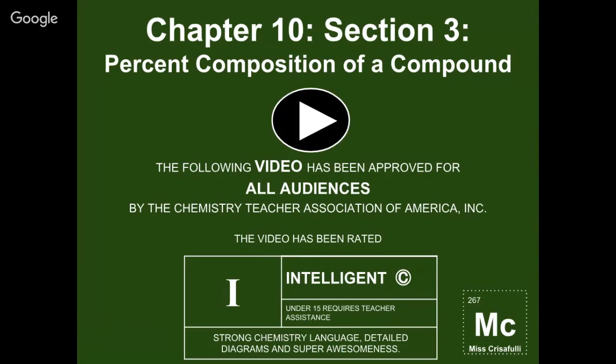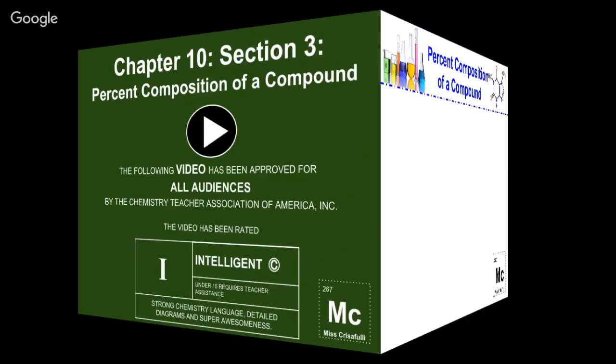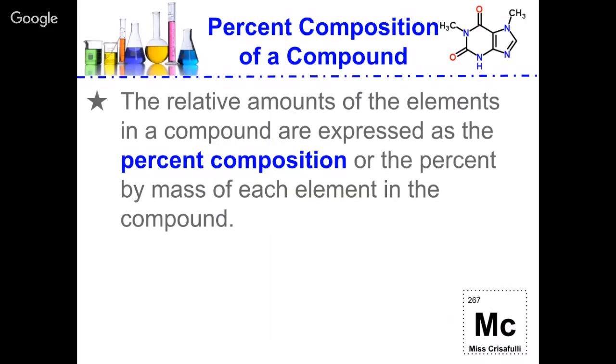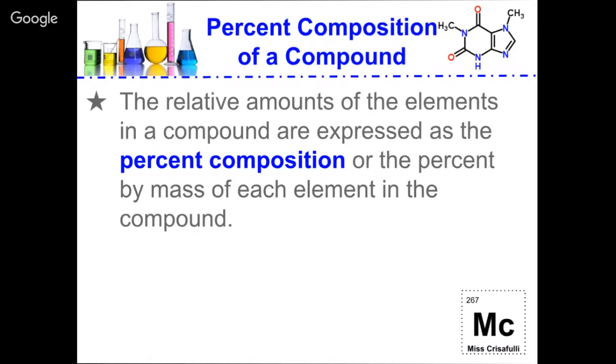Chapter 10, Section 3 video notes are all over percent composition of a compound. So what is percent composition of a compound? The relative amounts of the elements in a compound are expressed as the percent composition, or the percent by mass, of each element in the compound.